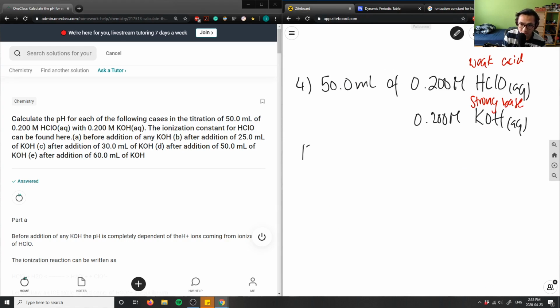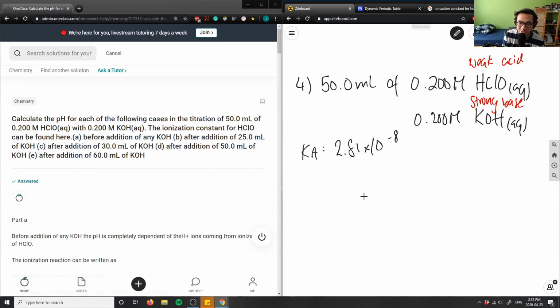So this is the Ka, which is 2.81 times 10 to the negative 8. And it says, okay, so it's asking us part A, which is before addition of any KOH, right? So before we even add base, what is the pH of the solution here? Before we add base, we only have acid. So let's say we only have 50 milliliters of our acid here.